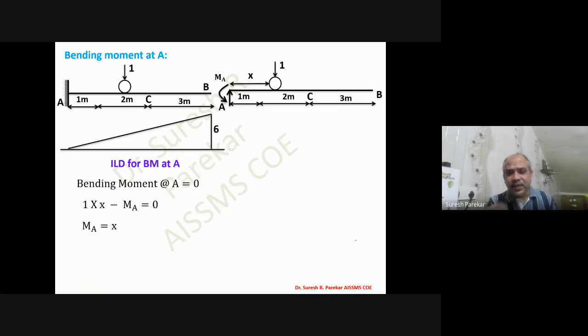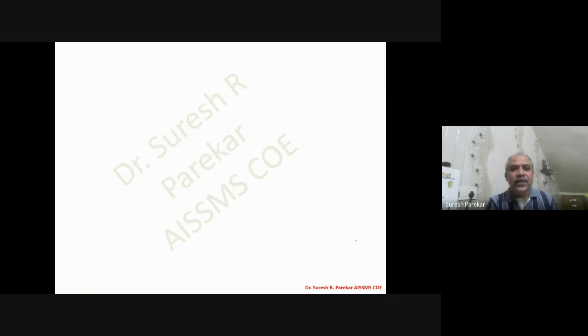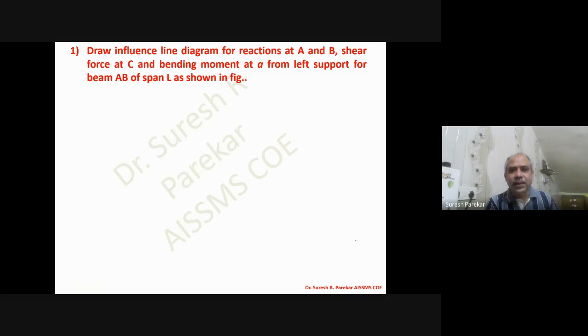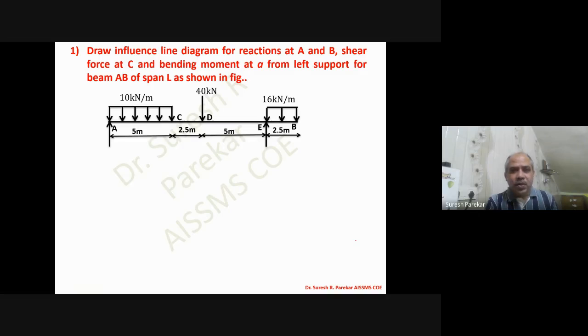So these ILDs we have to plot in this fashion, and once we are in a position to plot ILD, problem solving by using ILD is very easy. Now we have two problems over here. First, we consider a beam AB, and we are interested in finding the shear force at C and the bending moment at C, 5 meters from A, from the left support.